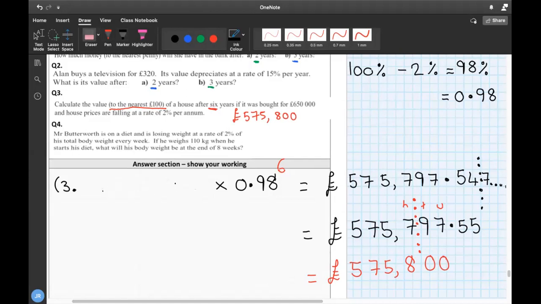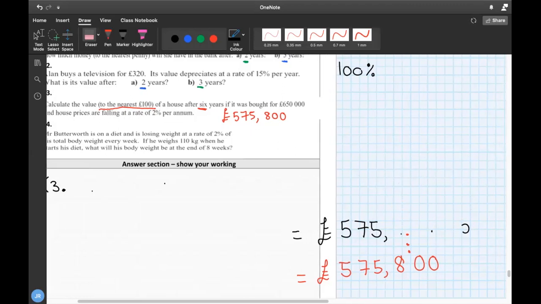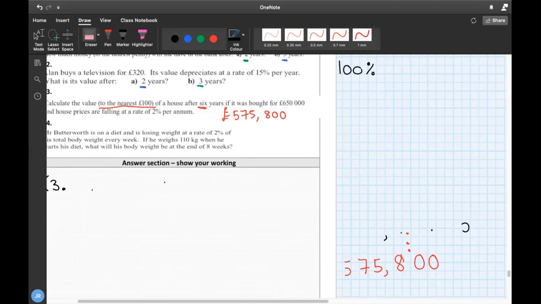Okay, finally, question number 4. So Mr. Butterworth is on a diet and losing weight at 2% every week. So it's changed here. This time it's every week rather than annually or every year, but it's still the same process. Okay, we're still going to need to apply that 2% decrease every single week. And we're doing that for 8 weeks.